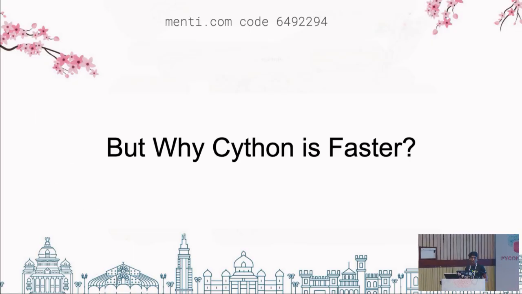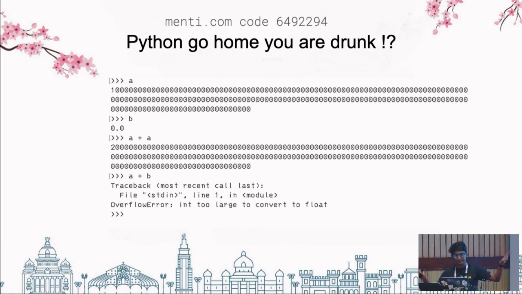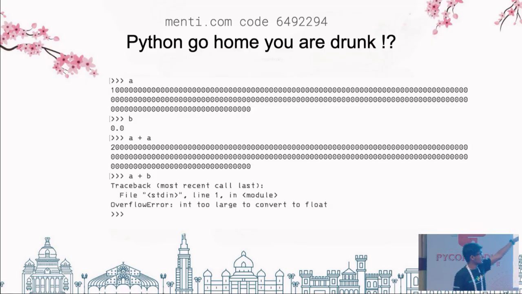But okay, why is Cython faster? That's a fair question, because it was very, very fast, right? But before we go there, I want an answer to this question. What is the limit of Python integers? I've given some hints here, but you have to write in Mentimeter, as mentioned, go to menti.com, write this code and you can interact with me directly. But what is the limit of Python integers?